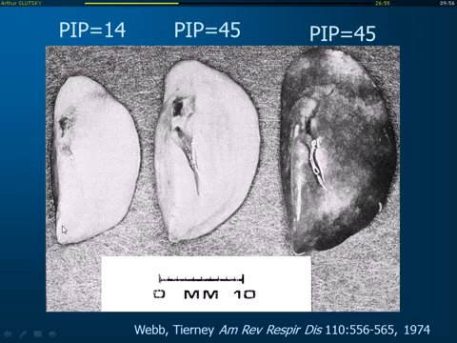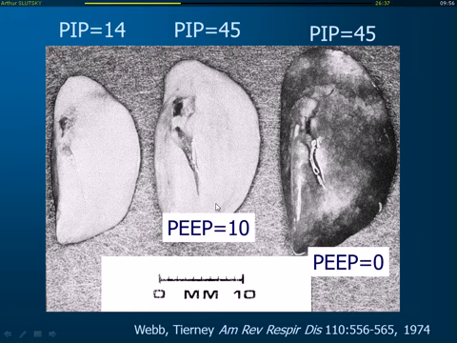And I'm coming back now to that slide I showed you by Webb and Tierney. Remember I showed you peak inspiratory pressure of 14 and 45, a huge difference, with basically this one looking like a liver. Well, in that study, they also had a peak inspiratory pressure of 45 in one group, but you can see this looks quite a bit different than this lung. And the reason for that was in this one they used PEEP of 10 centimeters of water. In this they used a PEEP of 0. So this may be related to atelectrauma.